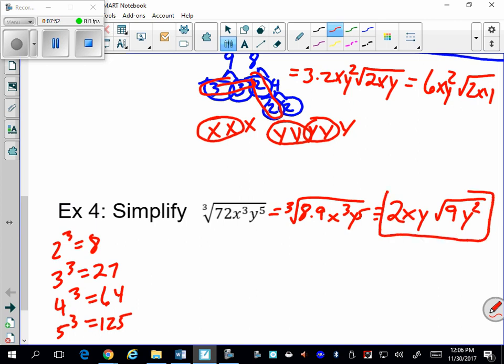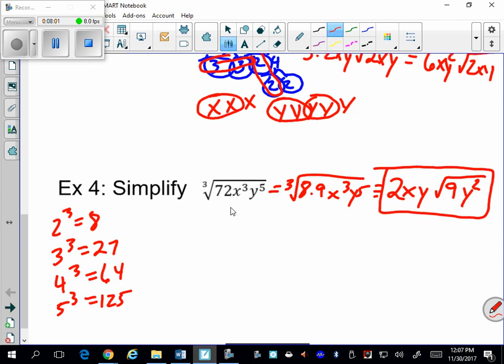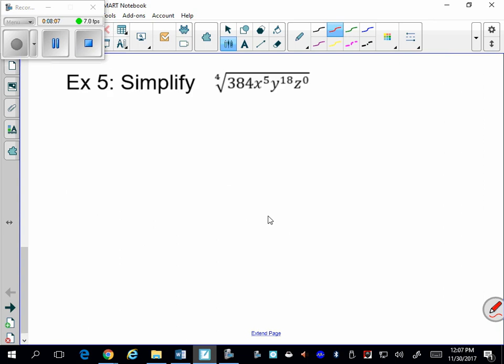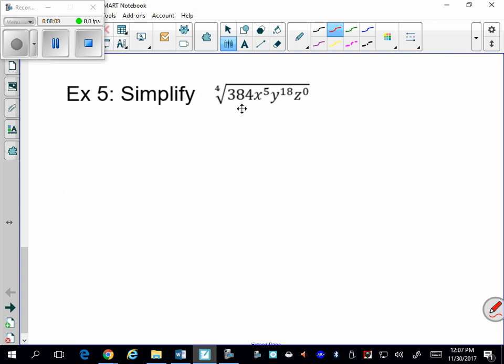So you can also do this with the trees, break it down, and now you just would need 3 of a kind instead of 2 for the first square root. Last problem, we have a 4th root. Now 384 is pretty big, so I'm not going to try to memorize what the biggest perfect square will go in there. You could use your calculator. Since I don't have a calculator on me, I'm just going to break it down.